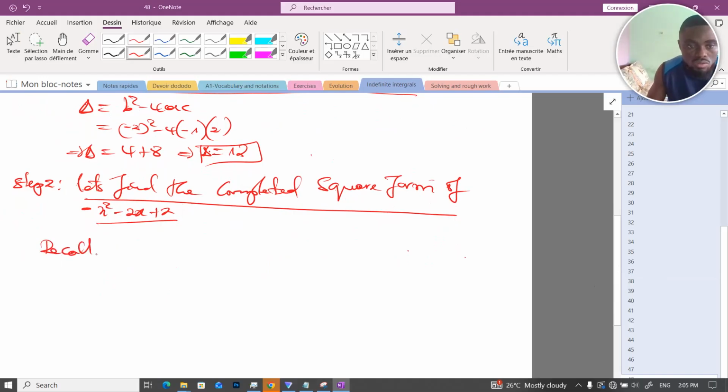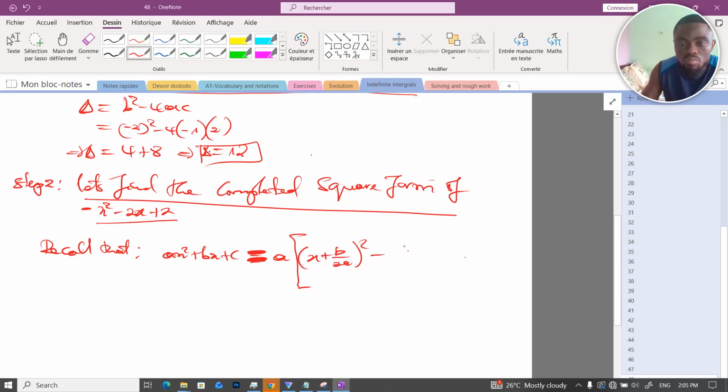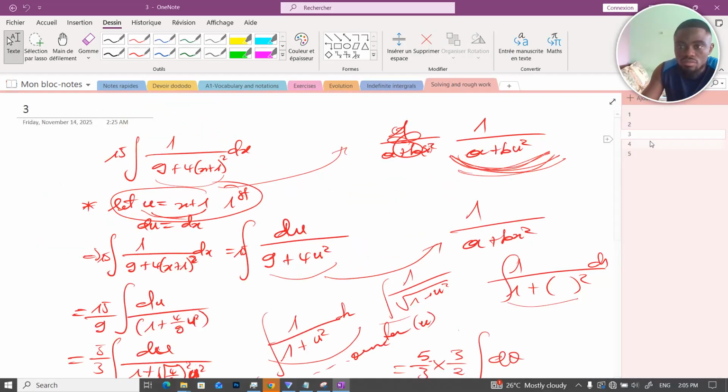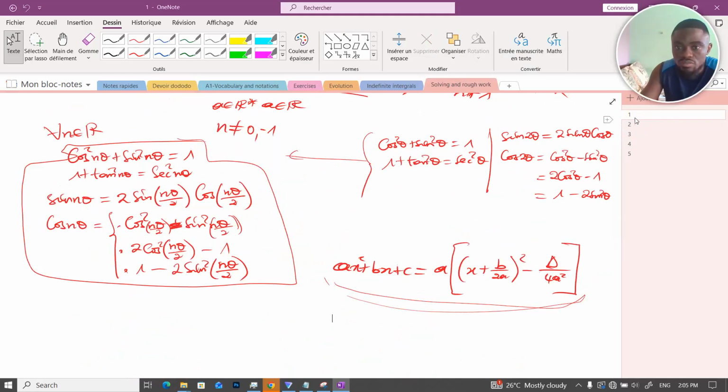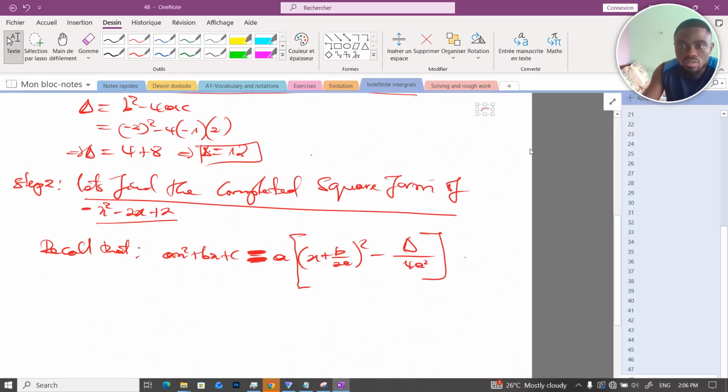Recall that we know that ax squared plus bx plus c in completed square form is identical to what? It is equal to a into what? X plus b on 2a, squared, minus what? Delta on 4a squared. Very good. Let me verify. Okay, this is the formula. Very good. Okay, let's continue.